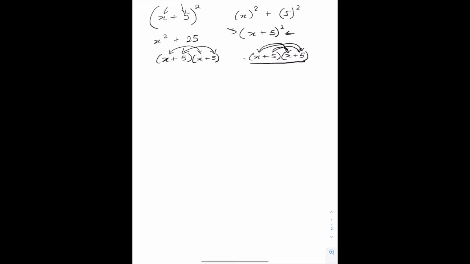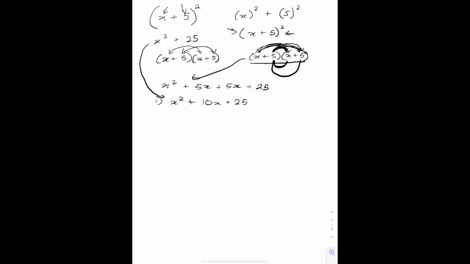When we evaluate this, the first one, x times x, gives us x squared. The next one, x times the 5, gives us 5x. Then these two, from underneath, give us another 5x. And then this one gives us 25, because that's 5 times 5, which is also referred to as x squared plus 10x plus 25. So we can see the difference between these two is that this one has the 10x that we missed out earlier by multiplying it individually.